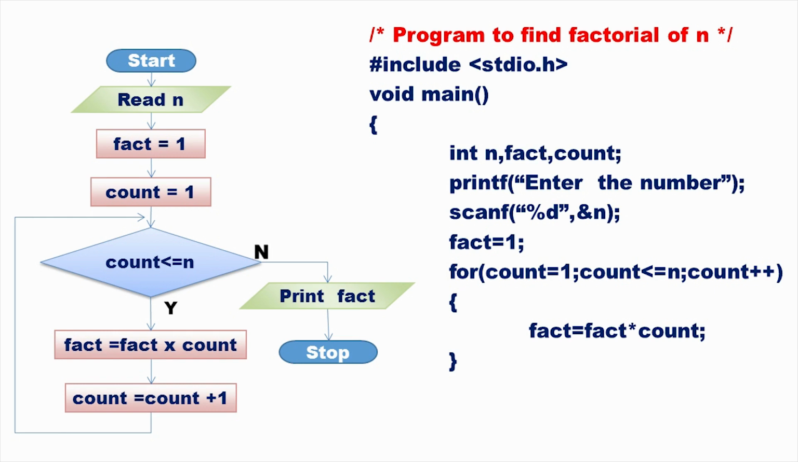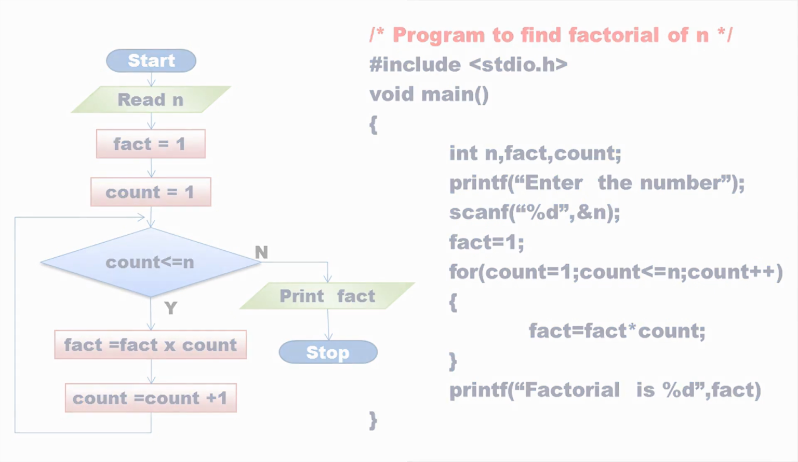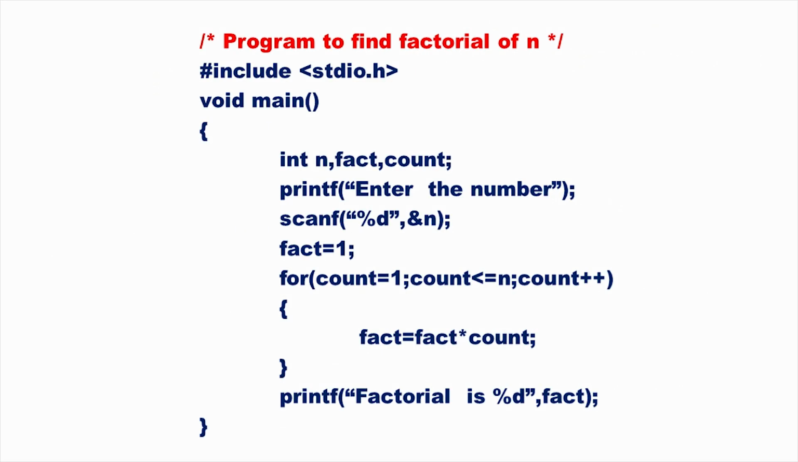Now go to no part. No part is printing the value of fact. Type printf factorial is percentage %d, fact. Next is stop. Close the main function with closing curly brace. Here is a program to find the factorial of the number. Now let us execute this on the system.